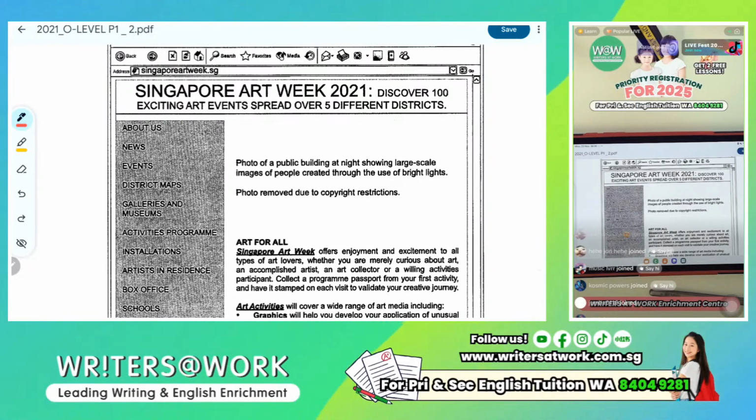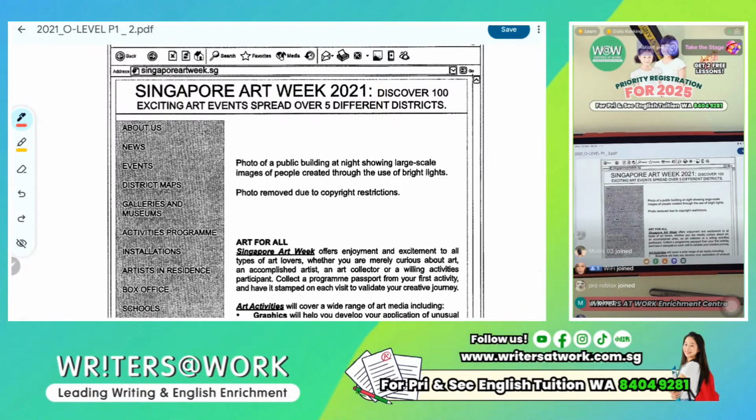O level paper 2021. Specifically, we'll be going through the situation, the visual stimulus as well as the comprehension text 3 this afternoon. Okay, sorry, text 2. This is still the old format.